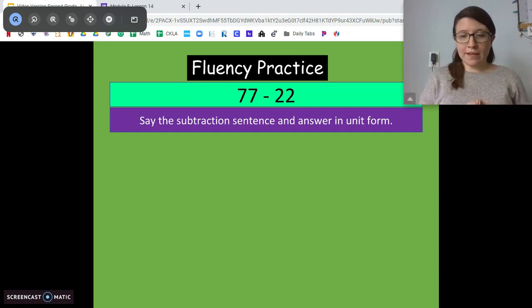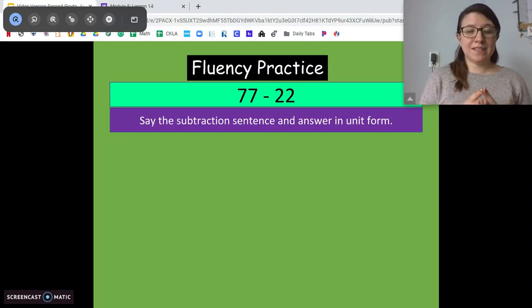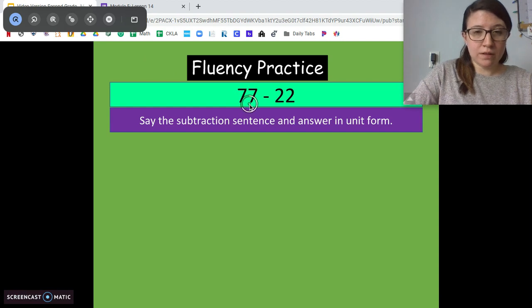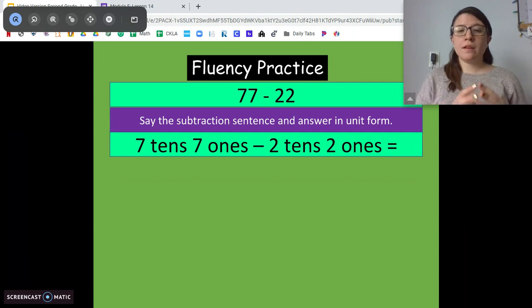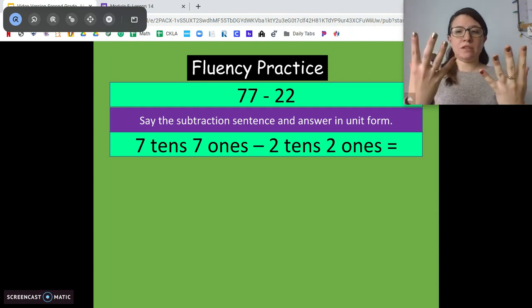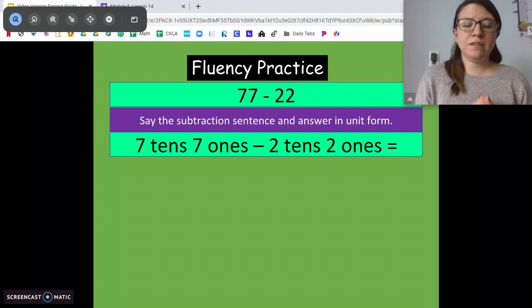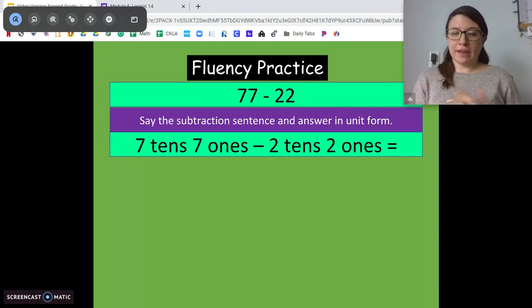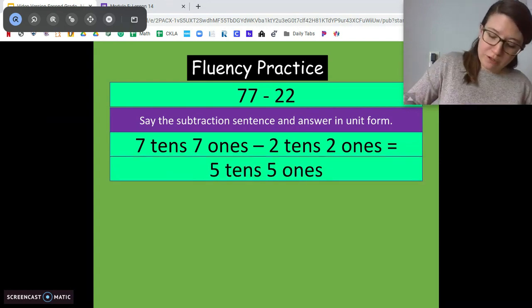Good, so take it one number at a time. So I'm going to start with 77. In the number 77, we have 7 tens and 7 ones. So that's going to be 7 tens, 7 ones, minus 2 tens, 2 ones. Okay? Now from here, we can subtract our tens and our ones. So what's 7 tens minus 2 tens? 5 tens, beautiful. And what's 7 ones minus 2 ones? 5 ones, good. I'm going to show you on here too.